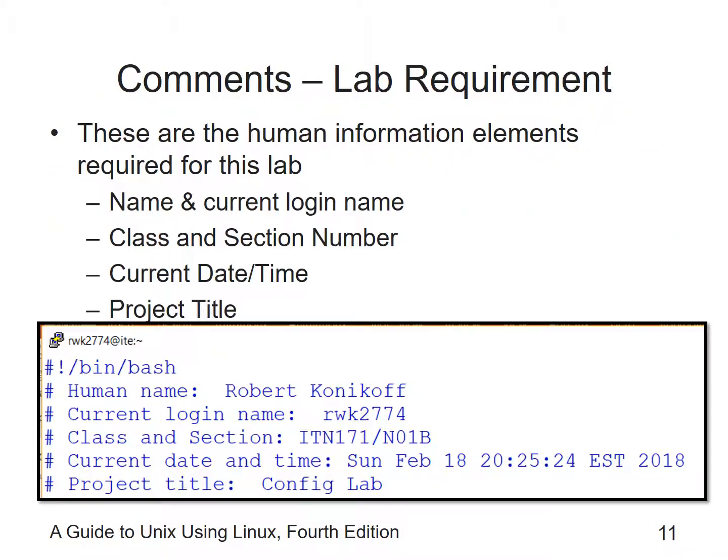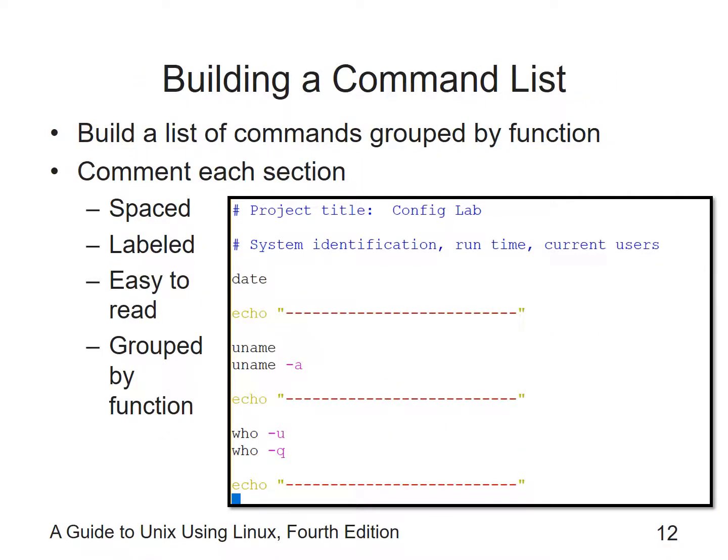For the purposes of our lab, we will specify the current name, current login name, class and section number, date and time you created or finished the project, and the project title, Config Lab. Make sure you use the Bash shell scripting environment. We will use the list of commands that we created in our previous lab. The current lab will automate the use of these commands.